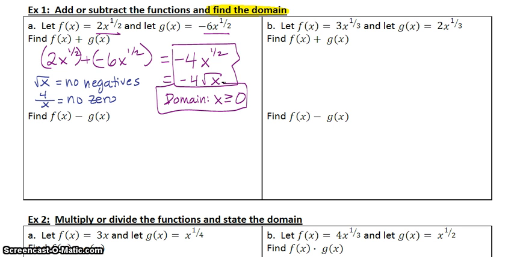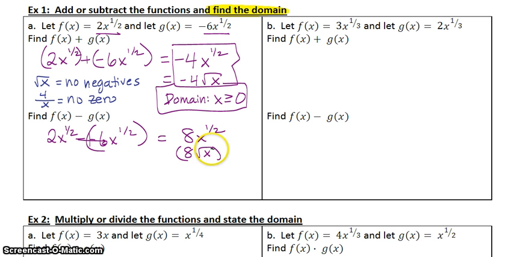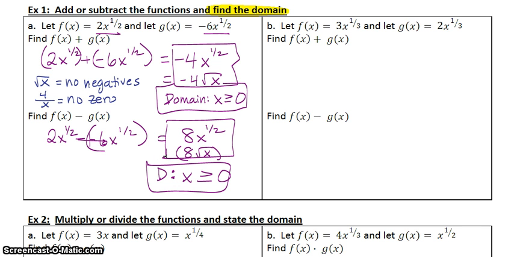Alright, now let's subtract these functions. So same exact thing we just did, only with a subtract sign in the middle. And I have a double subtract here, so it actually turns into plus. So 8x to the 1/2 is my answer, and this one still has, really, a square root of x. So my domain again, and we can abbreviate that d. If you say d, you'll know what you mean. X is greater than or equal to 0 for the domain. Alright, pause the video and try part B.